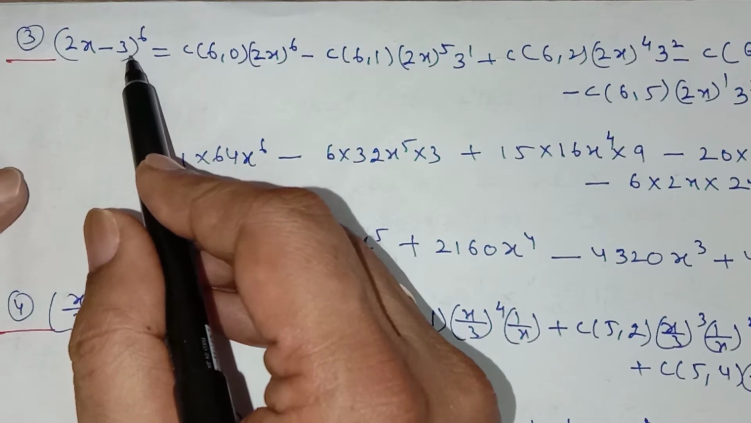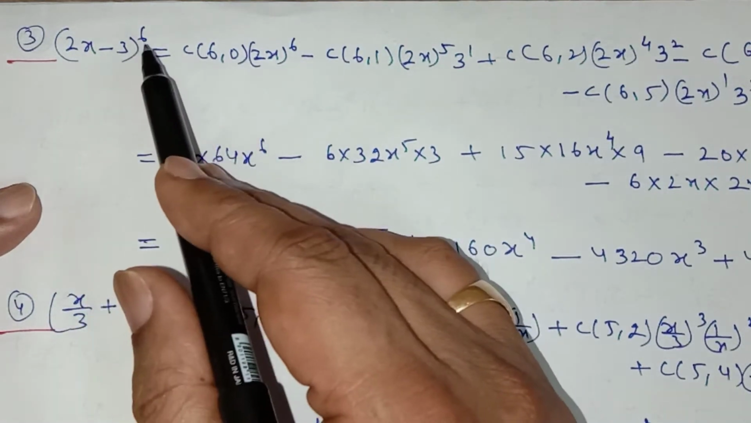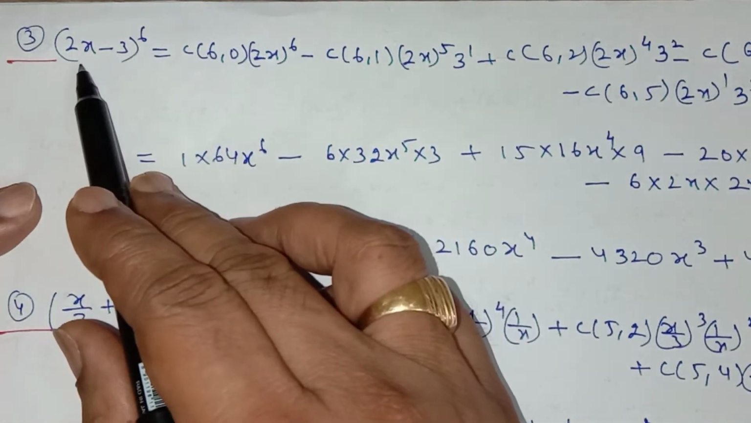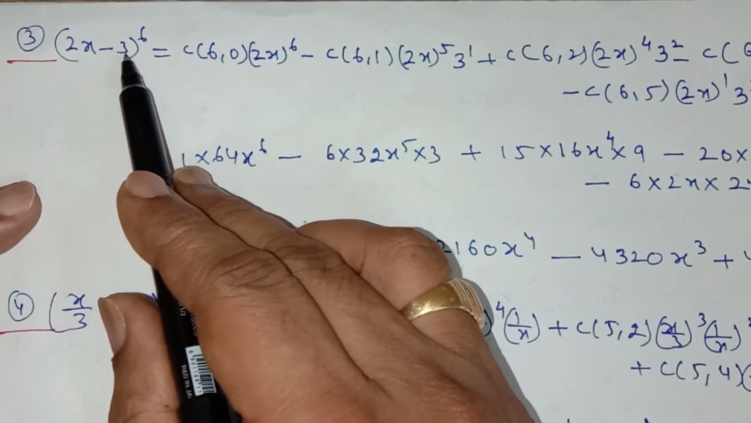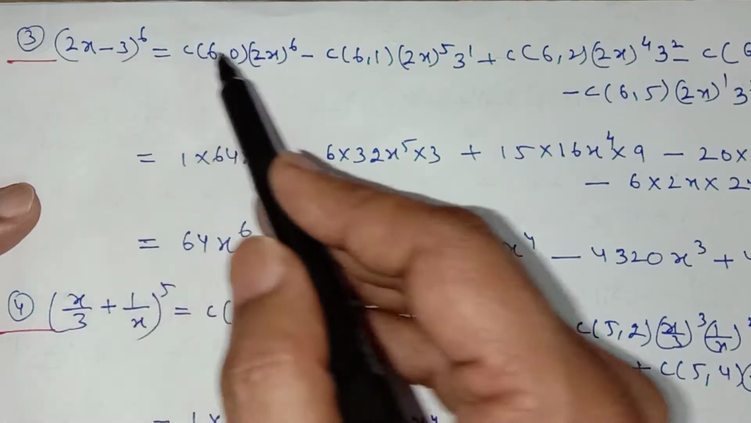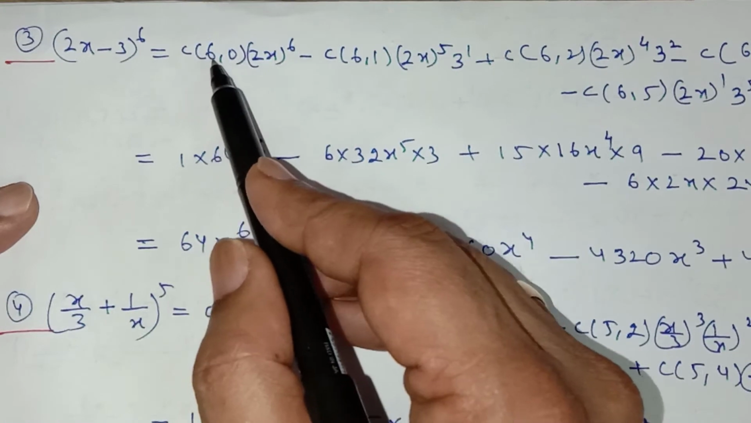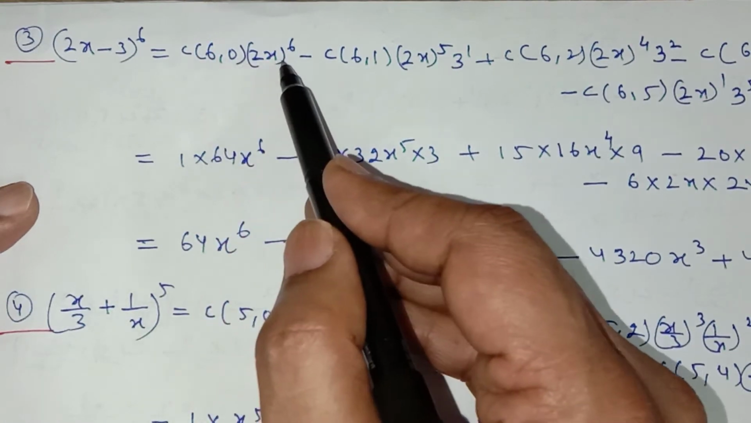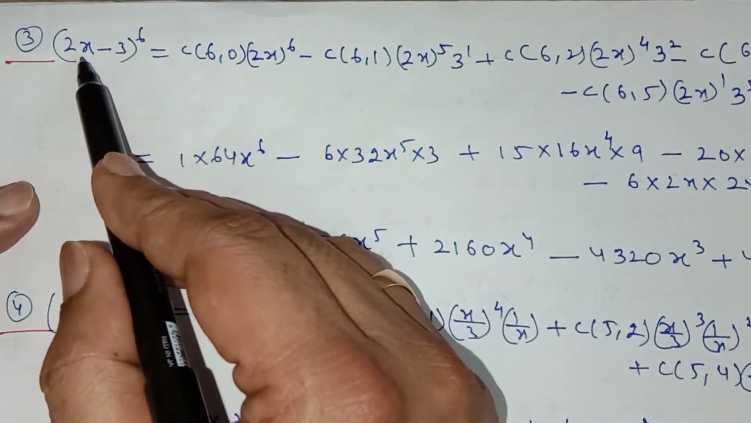So you'll get 7 terms. Same here, n is 6, a is 2x, b is 3. So expand it by using the binomial expansion, that is combination of 6, 0, 2x raised to power 6. The a is 2x.